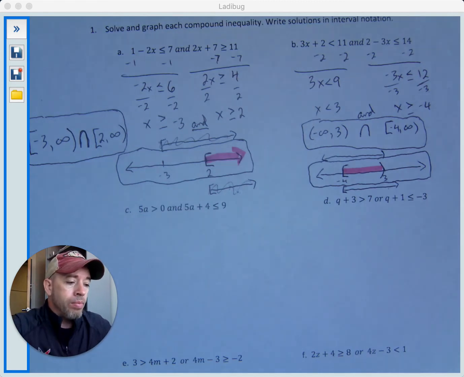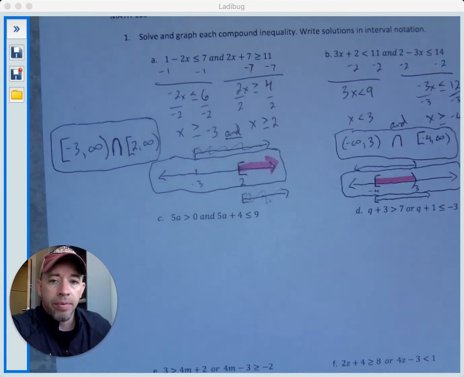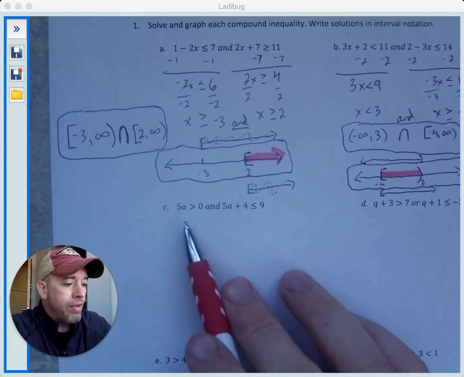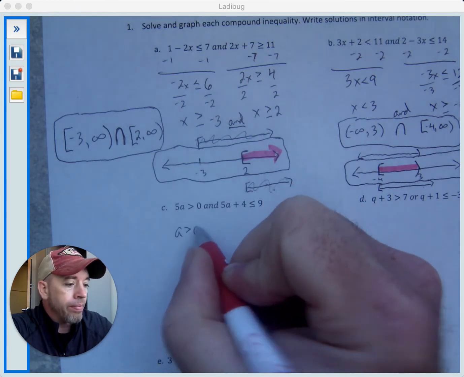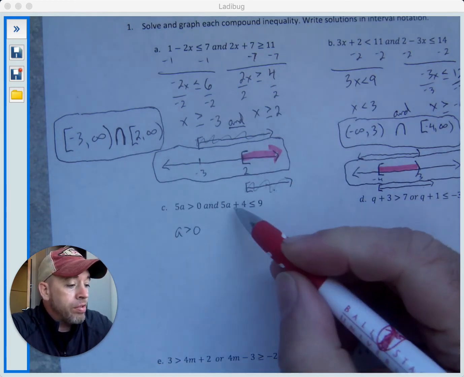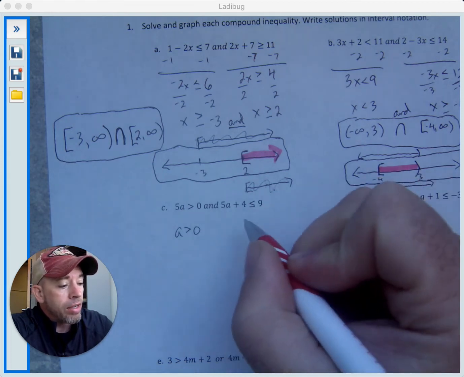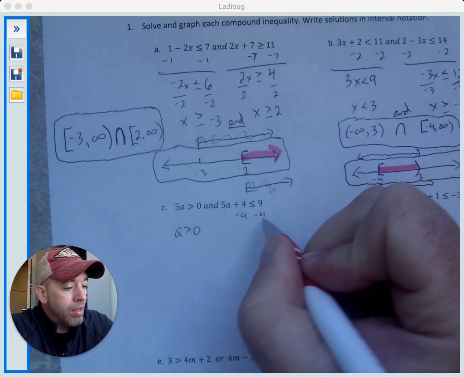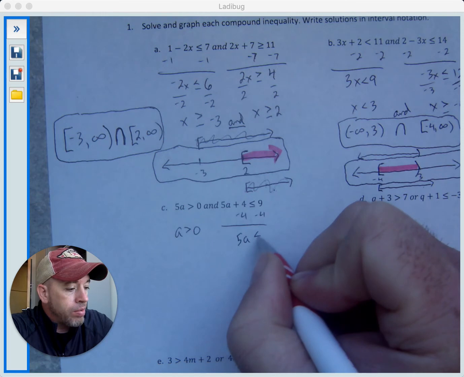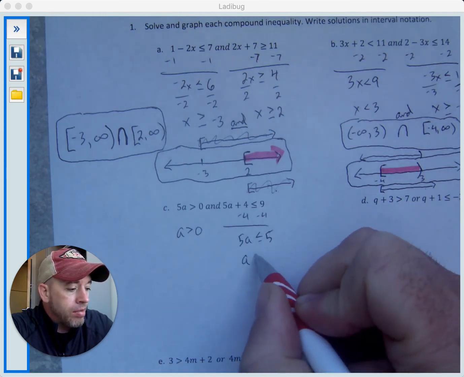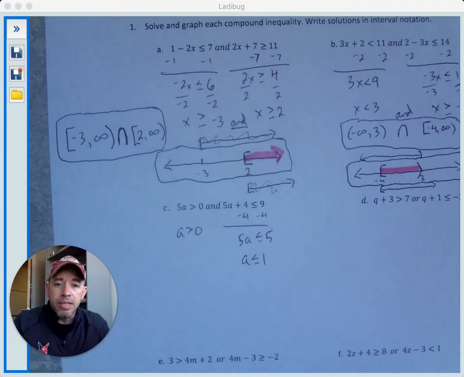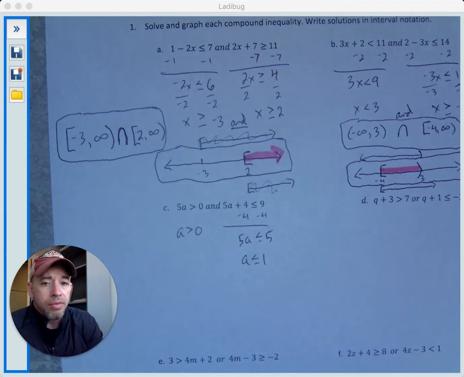Alright, so let's do one more with and, and then we'll move on to or. This one, let's see, we have 5a is greater than 0, right? So we divide by 5, we get a is greater than 0. 5a plus 4 is less than or equal to 9. I subtract the 4. I get 5a is less than or equal to 5. And divide by 5, I get a is less than or equal to 1. I didn't have to flip any signs here because I never divided by a negative in either case.